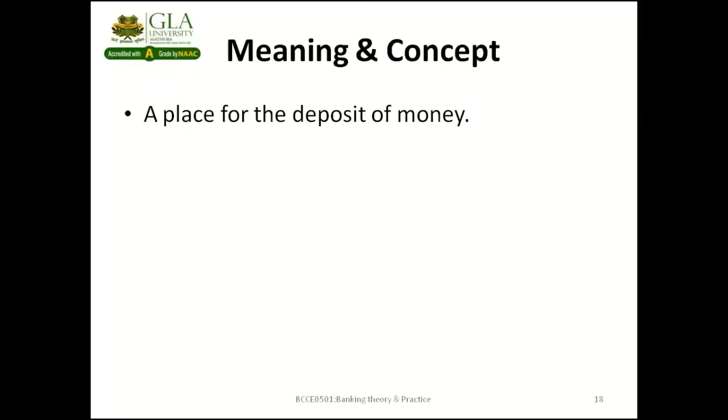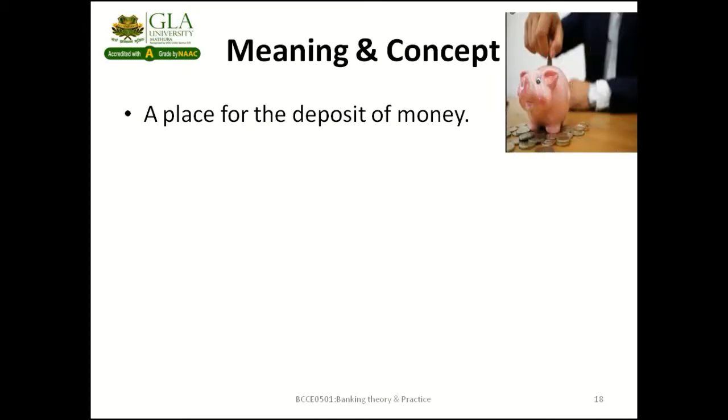Now, continuing in layman language, the simplest meaning of the word bank is a place for the deposit of money, but it is not exactly the same as what is shown in this image, right? It is a place for the deposit of money. It is the physical place where the money is kept for safekeeping. It is the place where money is deposited by the customers for earning a higher rate of return.